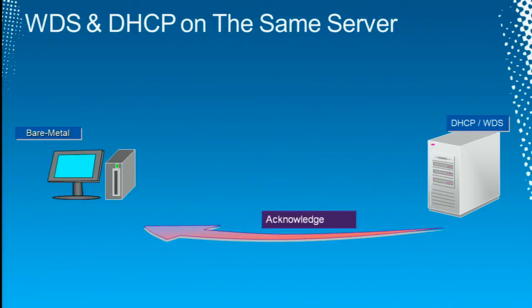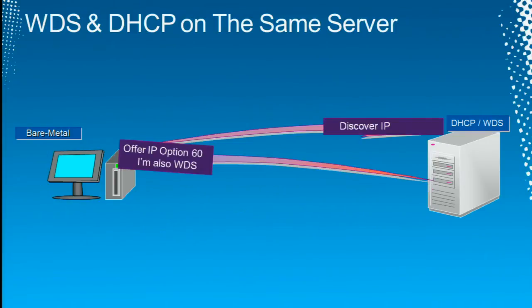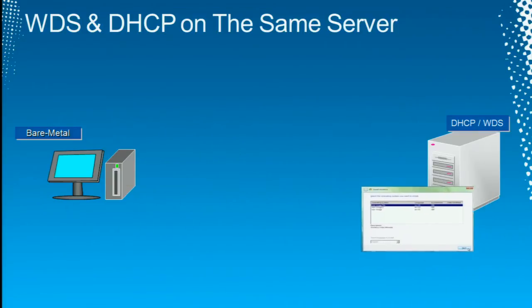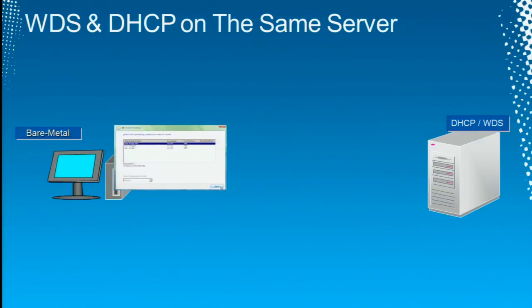We go through the request, the acknowledge, and then it does a discover and an offer again. So this is kind of a DORA-DO. You get your discover, offer, request, acknowledge, then you get another discover and offer. This is where the client actually reads the information that that guy is the WDS server as well. So that looks a little bit strange in a trace also. Get your WinPE menu and your operating systems to choose from.